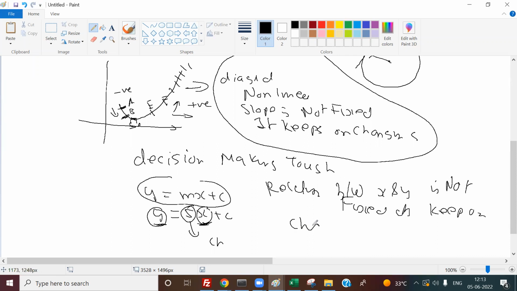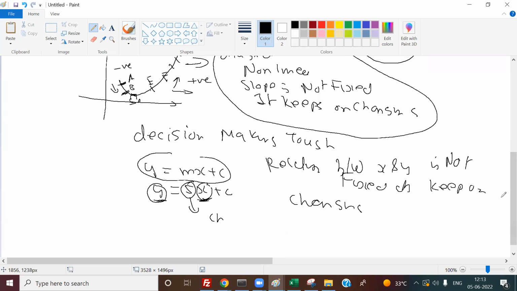It keeps on changing. And since the relation keeps on changing, decision making becomes very tough. And that is why in economics, most of the time they assume it to be linear. Actually it is not linear, but we assume it so that I can take a decision. And that is why you run into a number of problems.